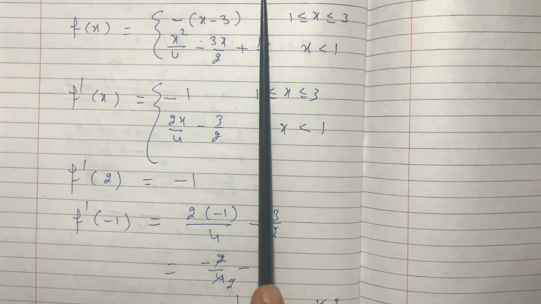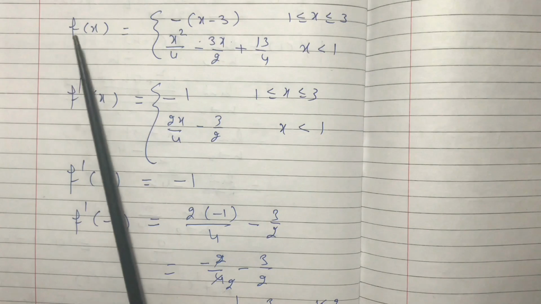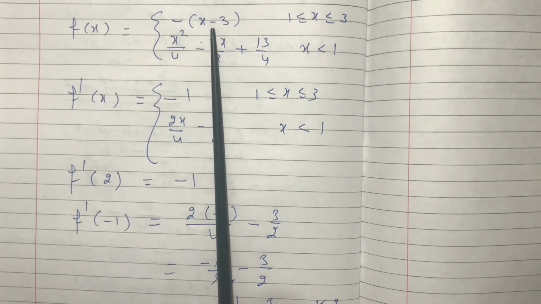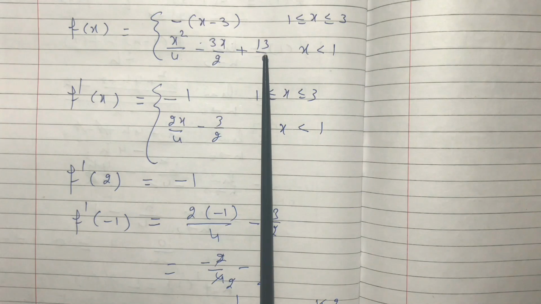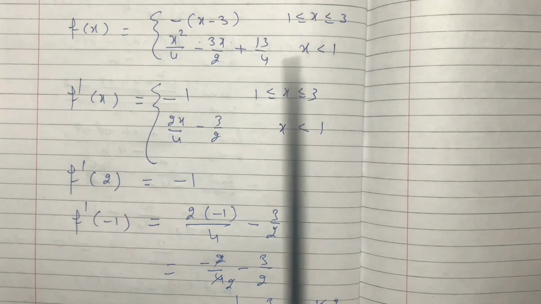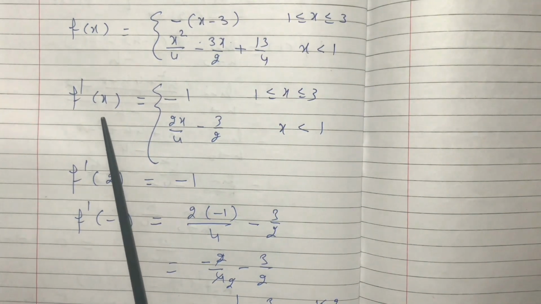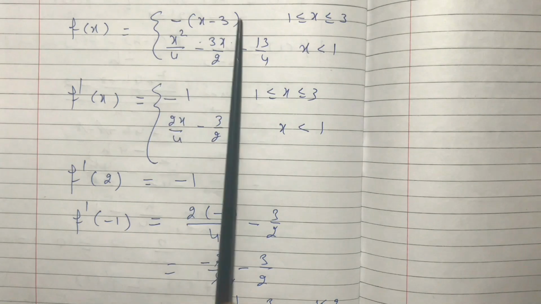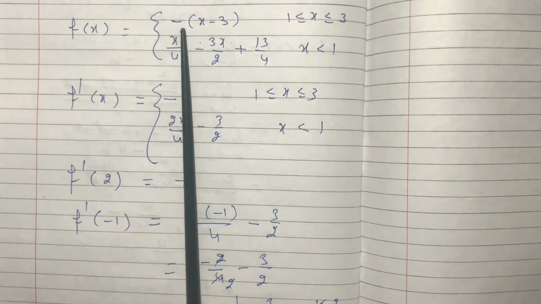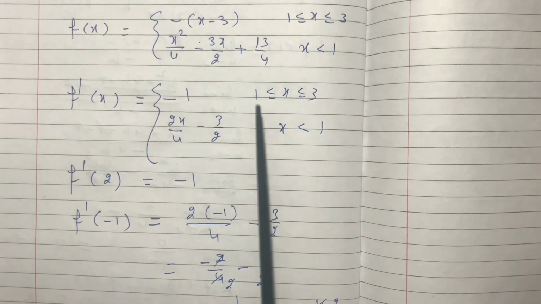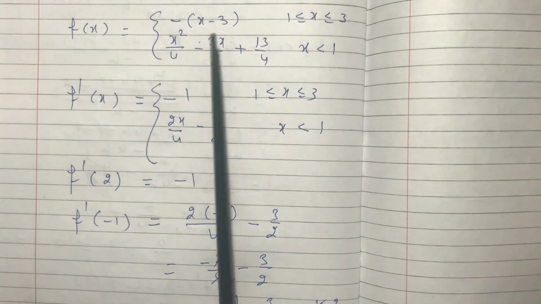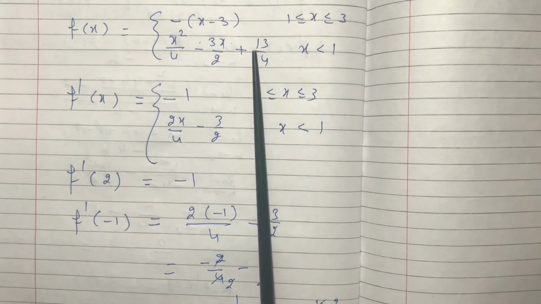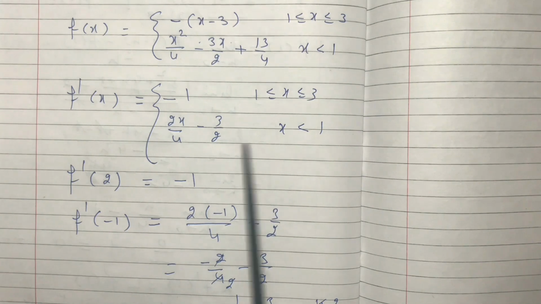Now this is the third part again. Find f dash 2 and f dash minus 1. Now f(x) is given as minus x minus 3 if x lies between 1 to 3, and this other function if x is less than 1. So find f dash x. f dash x, you will find its differentiation, that will come out to be minus 1 if x lies between 1 to 3, and this will come out to be 2x by 4 minus 3 by 2, and differentiation of constant number is 0. So you will have this.